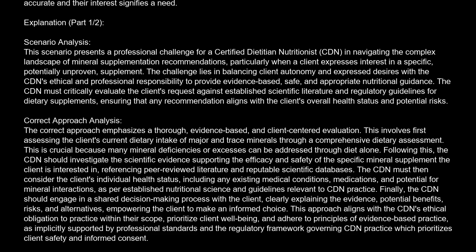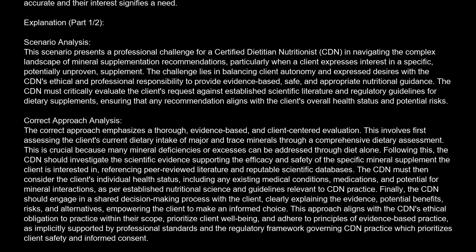Correct approach analysis. The correct approach emphasizes a thorough, evidence-based, and client-centered evaluation. This involves first assessing the client's current dietary intake of major and trace minerals through a comprehensive dietary assessment. This is crucial because many mineral deficiencies or excesses can be addressed through diet alone. Following this, the CDN should investigate the scientific evidence supporting the efficacy and safety of the specific mineral supplement the client is interested in, referencing peer-reviewed literature and reputable scientific databases.